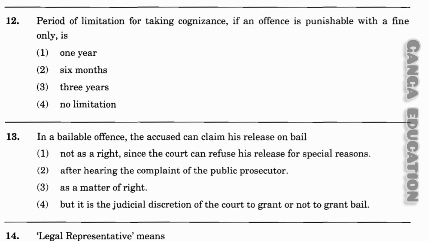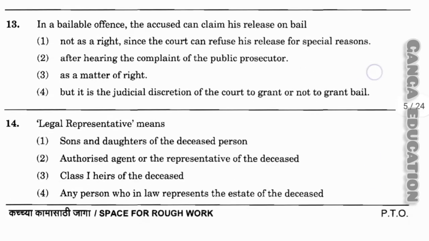Now question number 13. In a bailable offence, the accused can claim his release on bail. Option number 1, not as a right, since the court can refuse his release for special reason. Option number 2, after hearing the complaint of the public prosecutor. Option number 3, as a matter of right. Option number 4, but it is the judicial discretion of the court to grant or not to grant bail. And the correct answer is option number 3, as a matter of right.